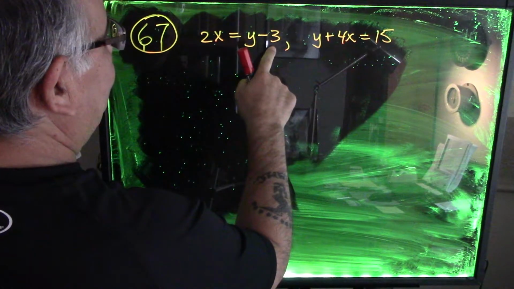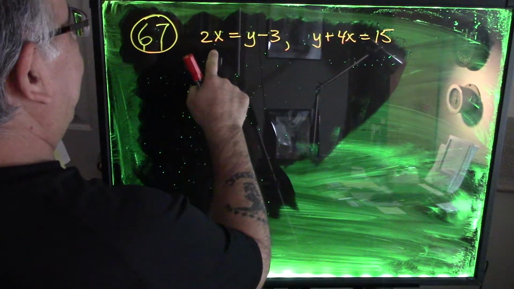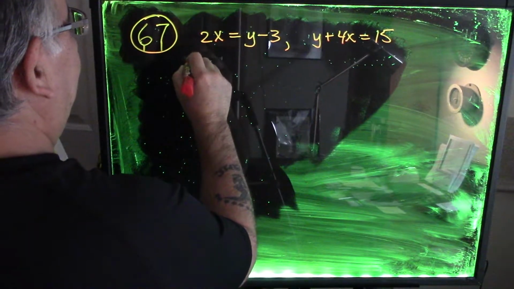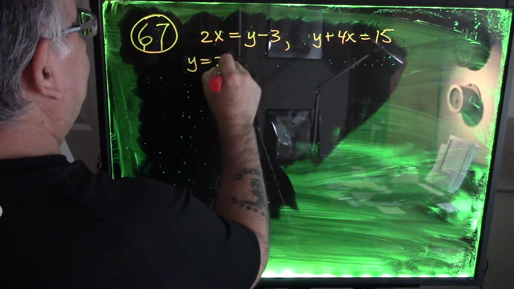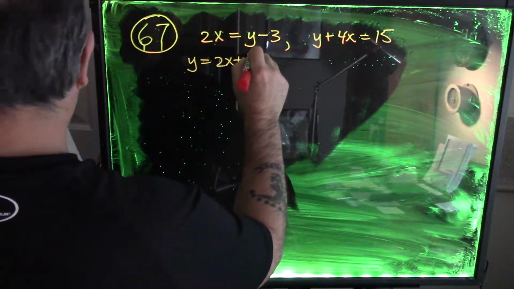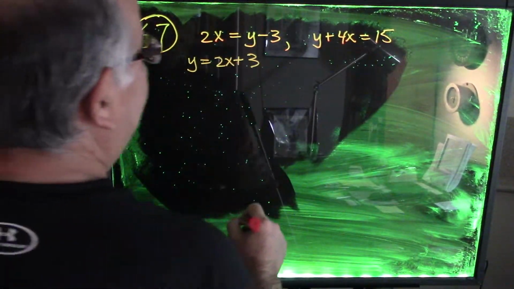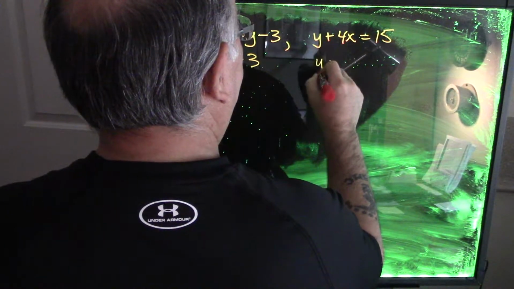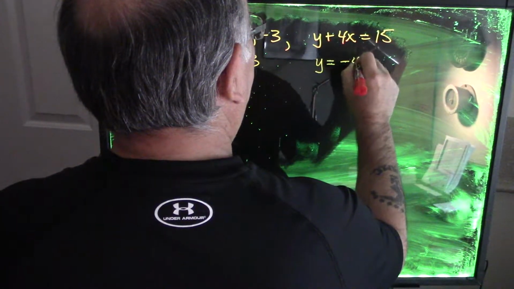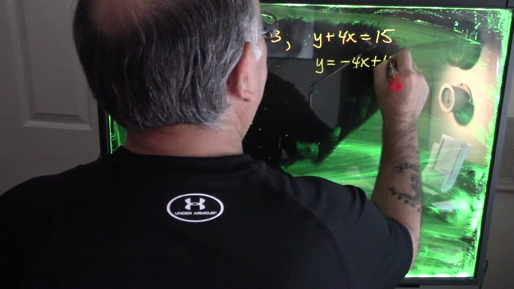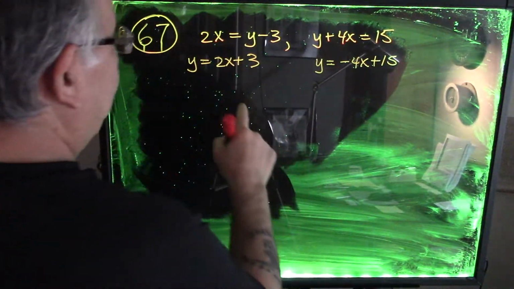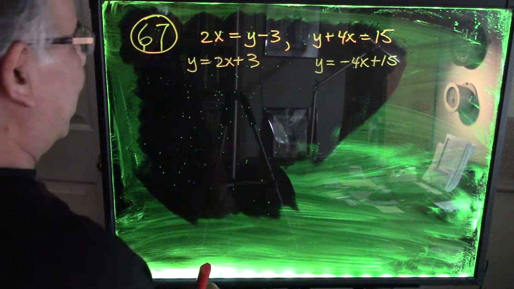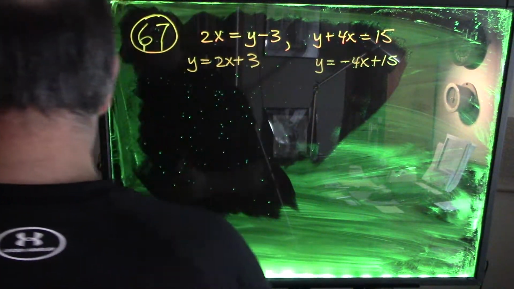Alright, so I'm going to transpose the negative 3 to this side, so I'll have 2x plus 3 equals y, or y equals 2x plus 3. Okay, and on this one I'm going to subtract 4x from both sides, so y equals negative 4x plus 15. So we'll note that the slopes are different, so they're not parallel lines, so we're expecting a point of intersection.